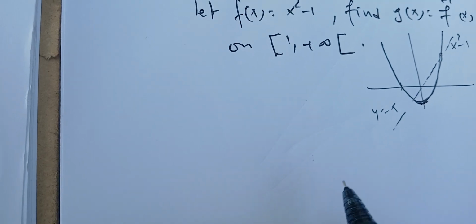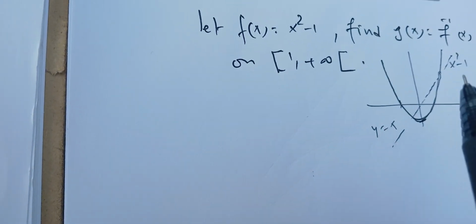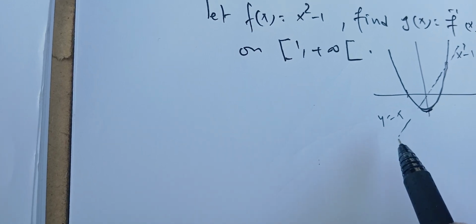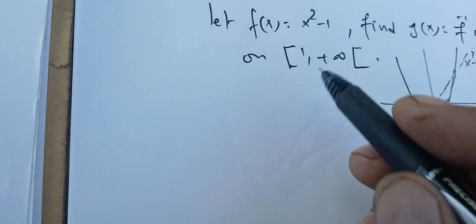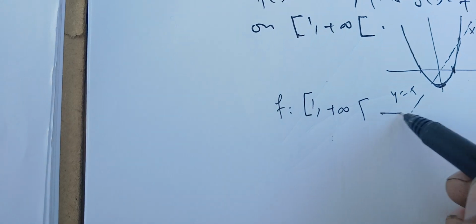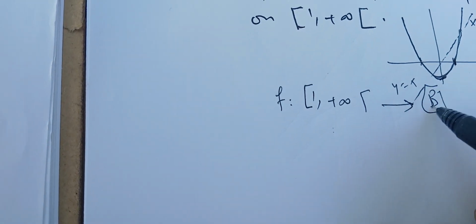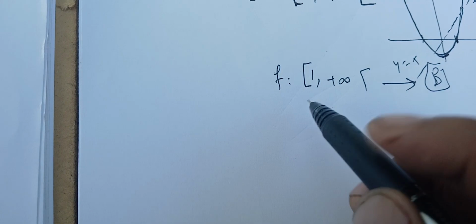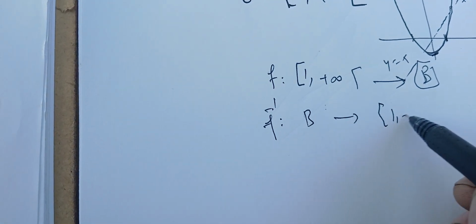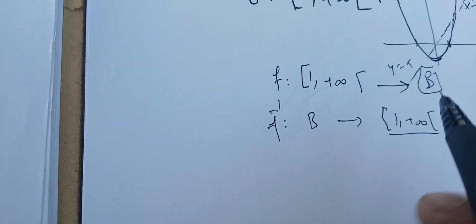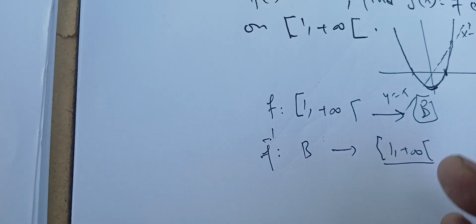And it should be a function. But if we do this one, we're not going to have a function unless we restrict our attention to some interval. So we can do it on 0 to plus infinity, but we rather do it on 1 to plus infinity. So we're going to define f from 1 to plus infinity onto some b that we have to determine, and the inverse function is going to be from b onto 1 to plus infinity. So we need to find this b. How can we find it?